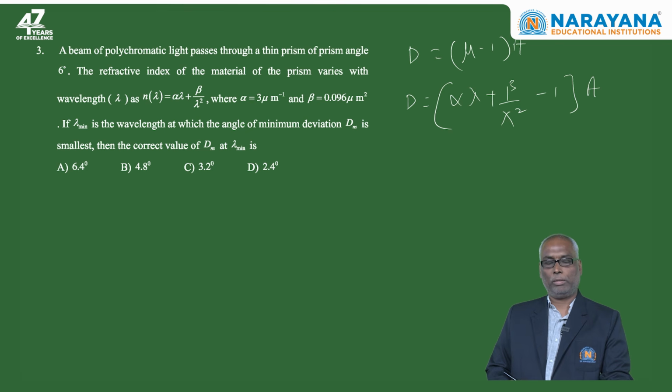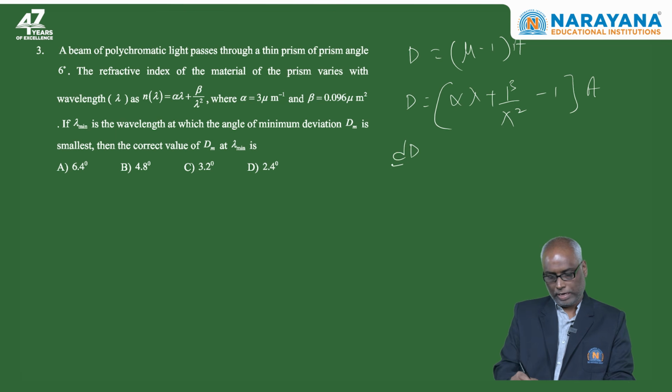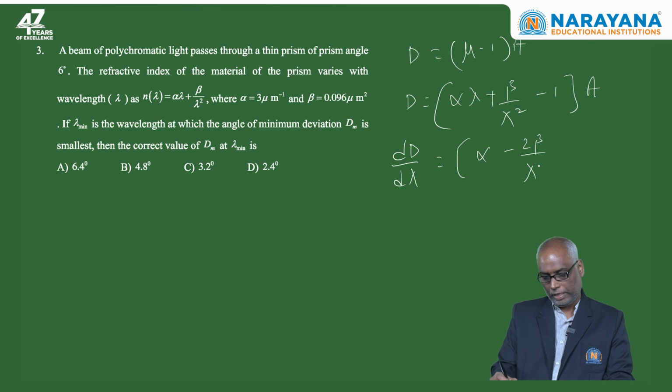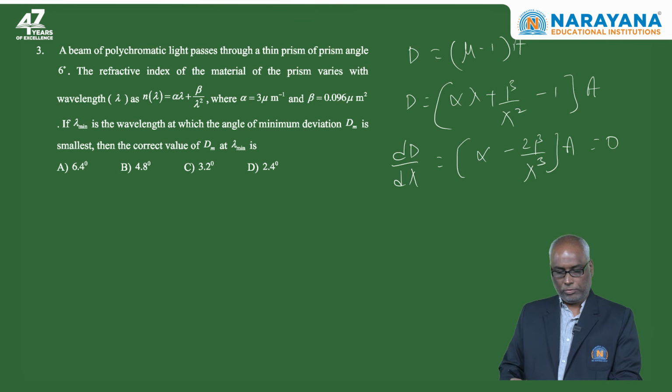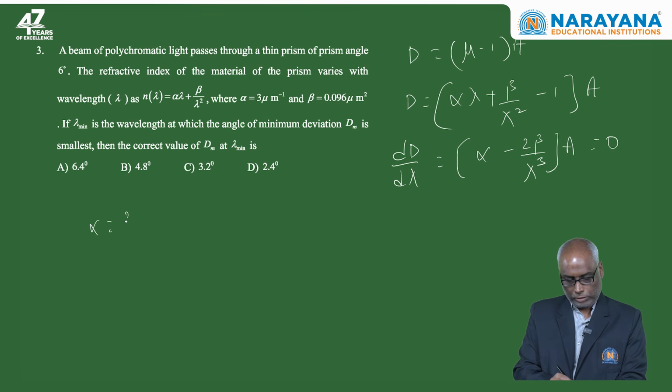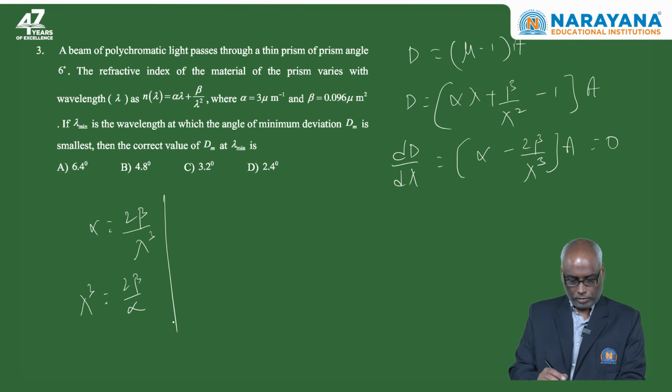If d should be minimum, its derivative with respect to lambda should be 0. So, differentiating this equation with respect to lambda, dd divided by d lambda becomes equal to alpha minus 2 beta divided by lambda cube. Derivative of 1 will be 0 into A, which becomes equal to 0. Now, from this equation I can say alpha becomes equal to 2 beta divided by lambda cube, so lambda becomes equal to (2 beta divided by alpha) whole to the power of 1 by 3.